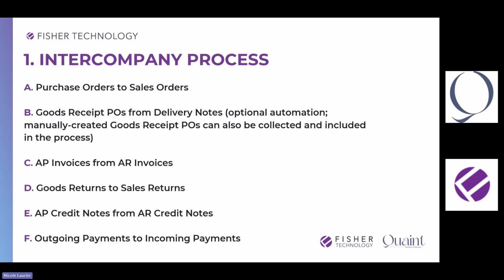Once the goods receipts and delivery notes are done, then we create an accounts payable invoice from the accounts receivable invoice. And then if any of the goods need to be returned, part of the process enables you to do a goods return to a sales return. And as part of that return, we can do an accounts payable credit note or from an accounts receivable credit note. And then if there are any payments between the companies as part of this process, again, that is something that is automated in our intercompany solution.